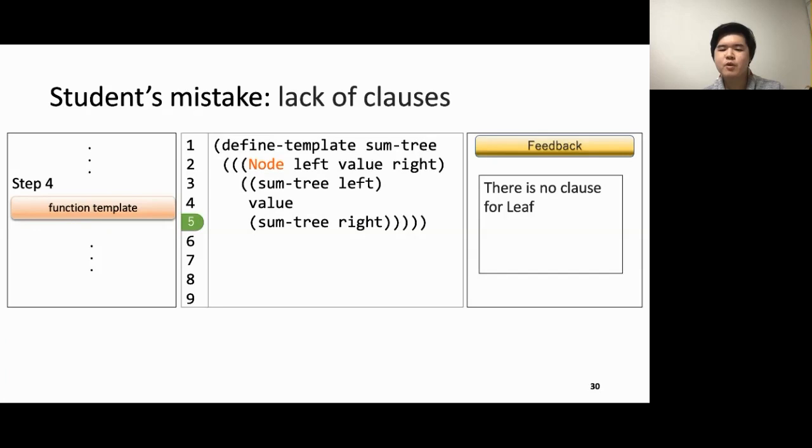As an example of an incorrect template, this template only has the node clause. In such a case, our DSL complains there is no clause for leaf.